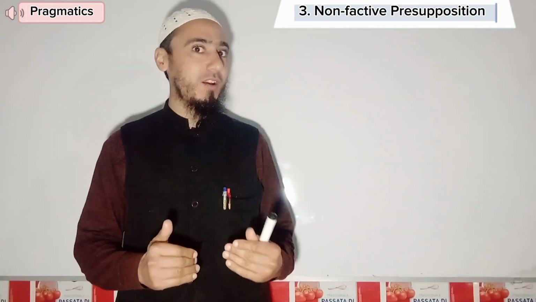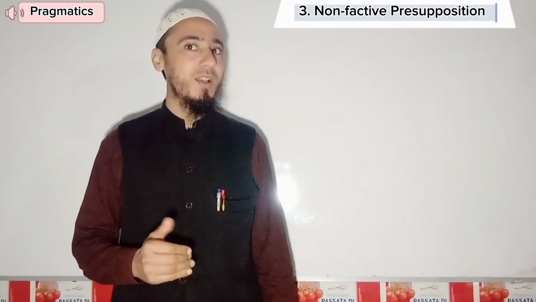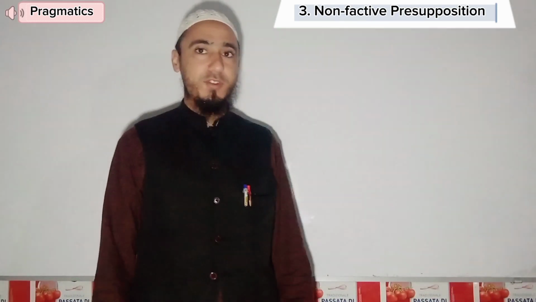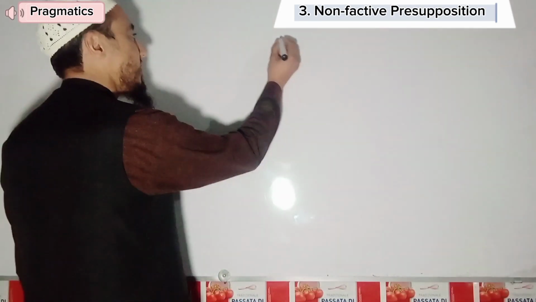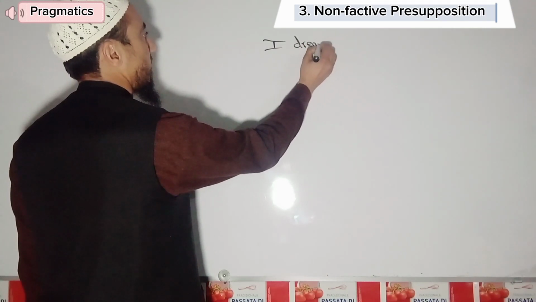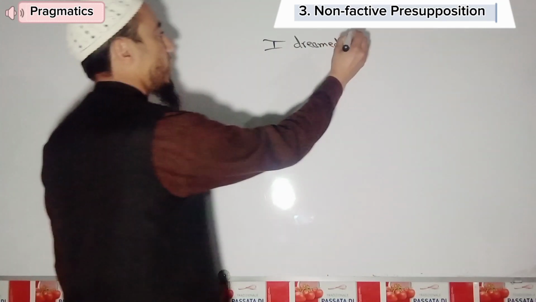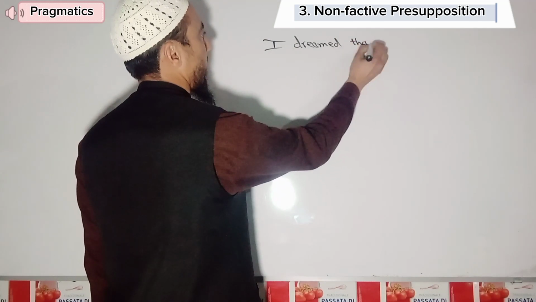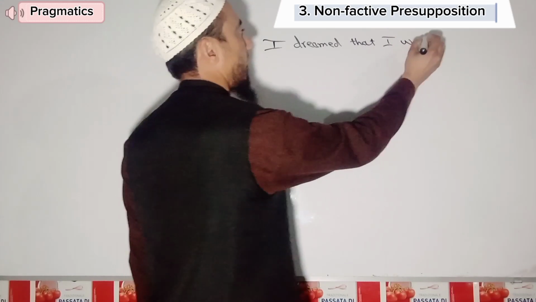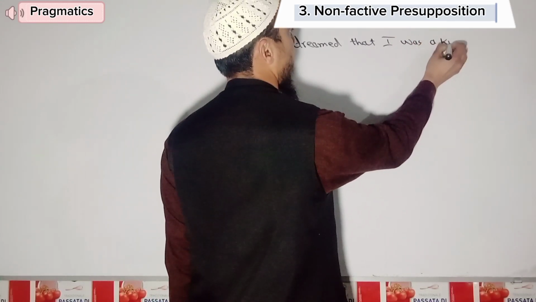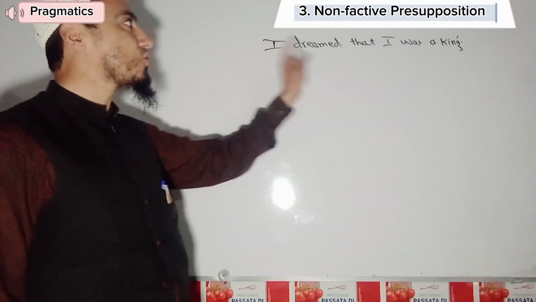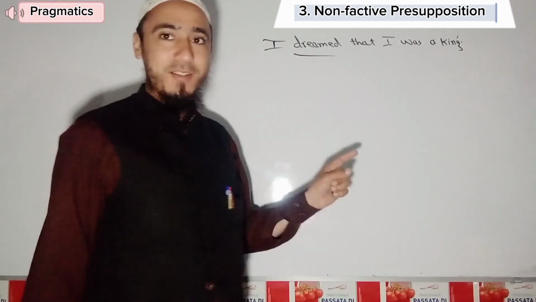Let me provide some practical examples in written form so that you know the concept of non-factive presupposition. The first example is: I dreamed that I was a king. Listeners, you see, I dreamed that I was a king.